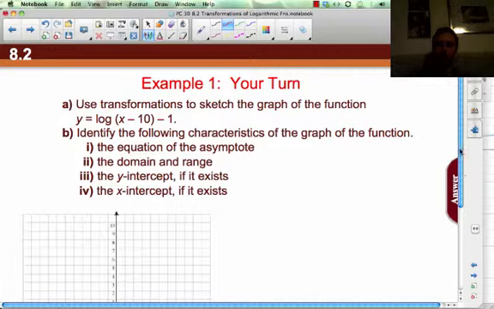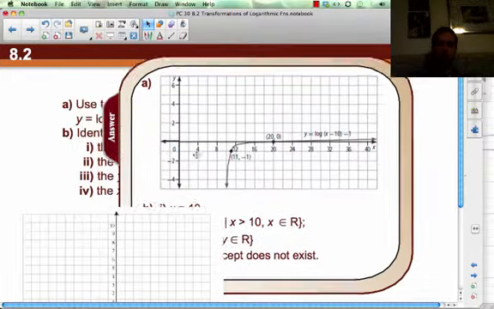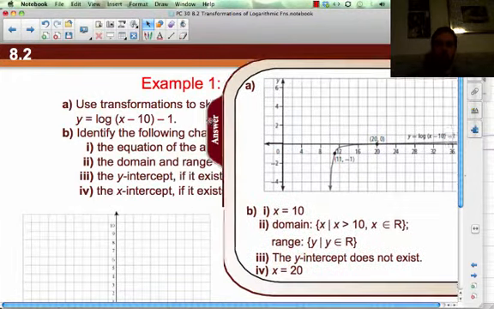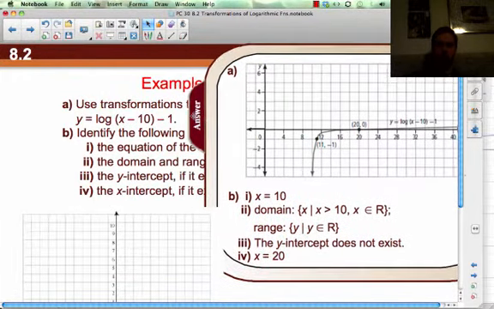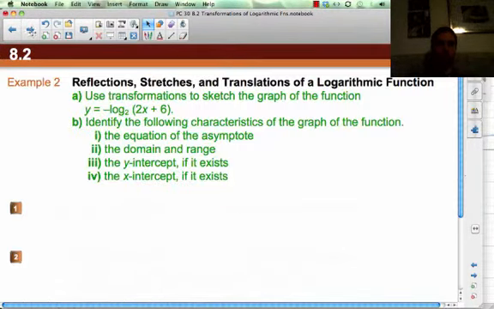Here's a your turn. Take your time to work your way through this. When you come back, the answers will be here, so hit pause now. Okay, welcome back. Here are the answers to the your turn. So there's what the graph looks like. You can pause it here to take a look and see if you did everything correctly.